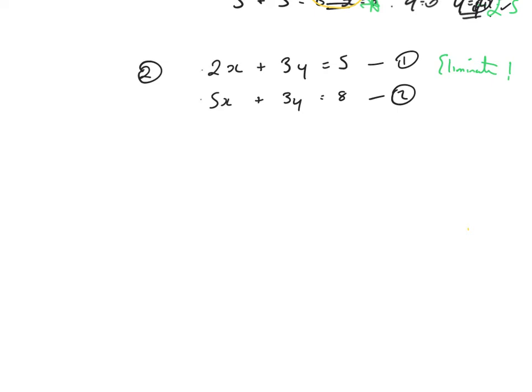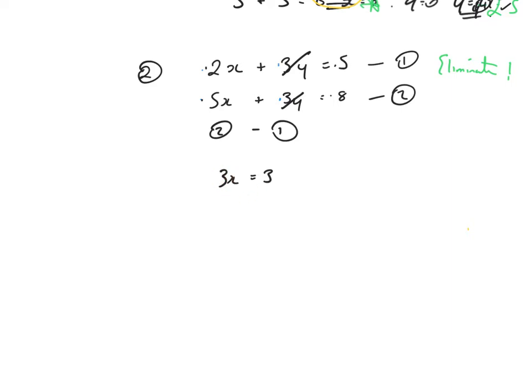So I've got 5x and I take away 2x, I'm left with 3x, but if I've got 3y and I take away 3y, I'm eliminating that, I'm cancelling it out. That would be another way of saying it. So how would you eliminate 3y? You would eliminate it by taking one of the equations away, so let's try that. So I could do equation 1 take away 2, or I could do equation 2 take away 1, so I'm going to go for equation 2 take away 1. So 5x take away 2x would be 3x. 3y take away 3y cancels out, and then 8 take away 5 would be 3.